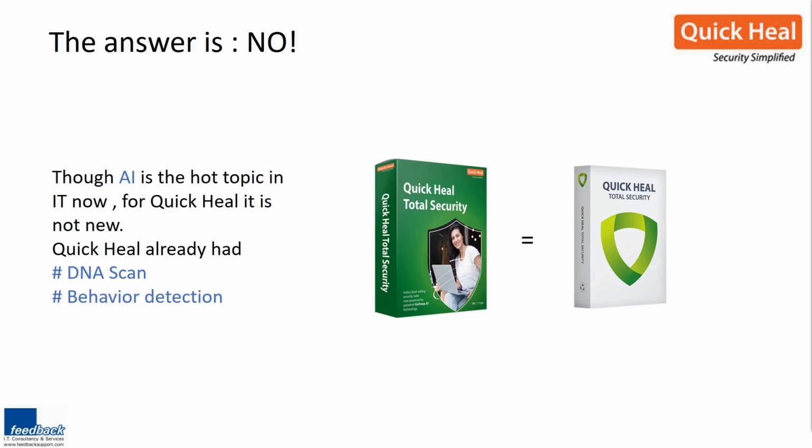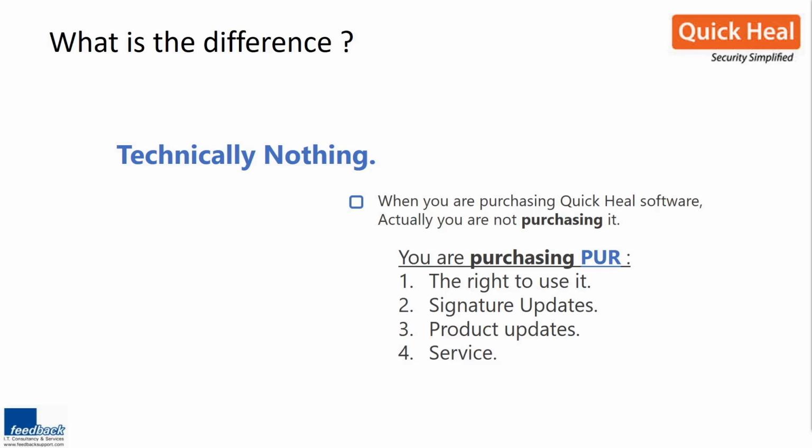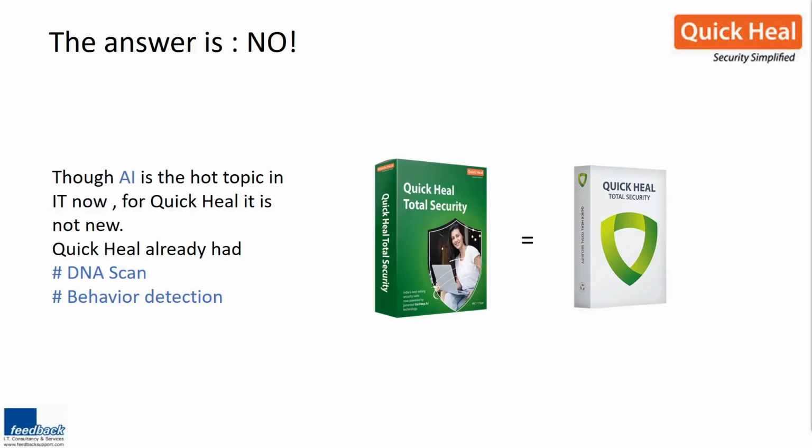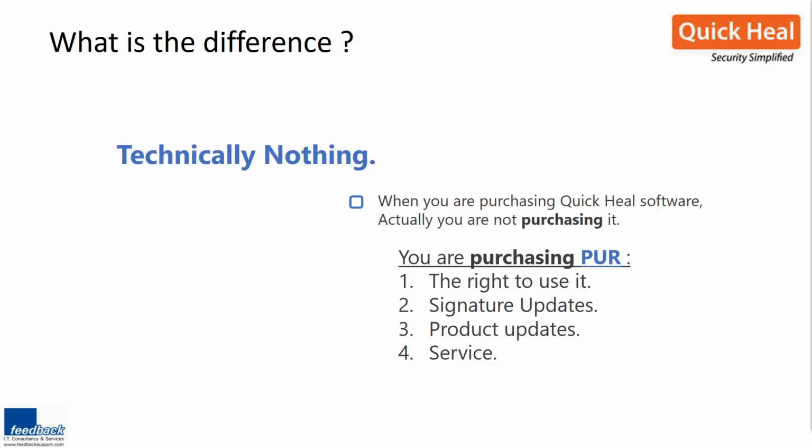Though AI is a hot topic in IT now, for Quick Heal, this is nothing new. Quick Heal already had two features called DNA scan and behavior detection, which is as good as AI. What is the difference then? Technically nothing. When you are purchasing Quick Heal antivirus software, you are not actually purchasing it.